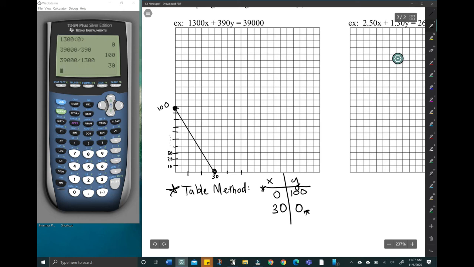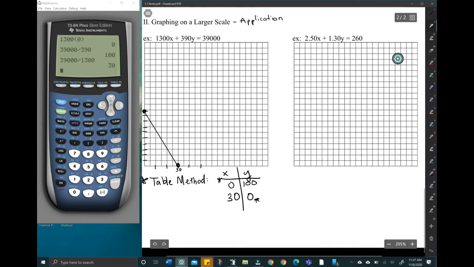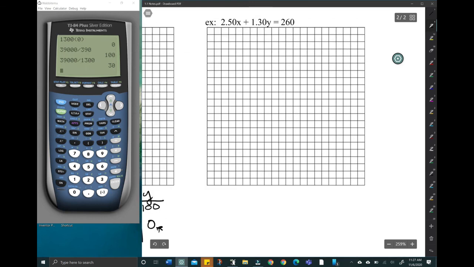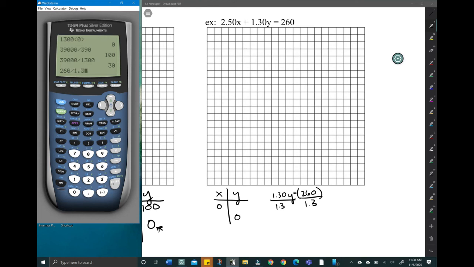Same idea with decimals. Don't let them scare you. So many students are afraid of decimals, but they're okay. Just take a deep breath, make the table, and see what happens. 0 in for x means it's 1.30y times 2, or is equal to 260, sorry. Divide by 1.3 and see if you get a regular old whole number. Look at that, it's just 200. On the other end of the spectrum, it is 260 divided by 2.5, and you get 104.